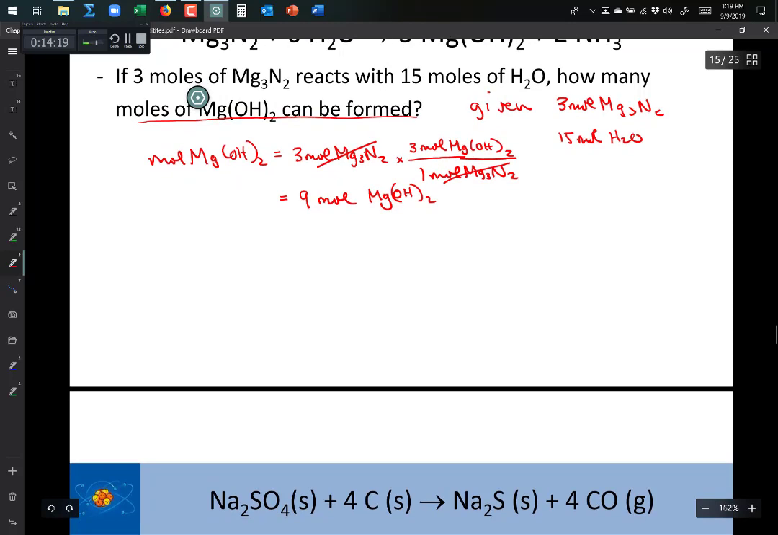All right, for the water. So it's still going to be moles of Mg(OH)2. And I'm going to start with 15 moles of water. And then I have to use a mole ratio. Why don't you fill the mole ratio in, and then I'll write it out, and then we'll look at what we get.